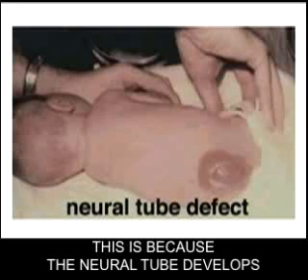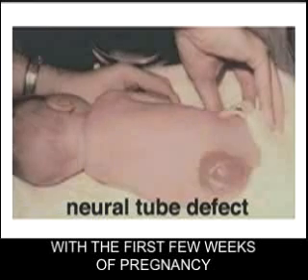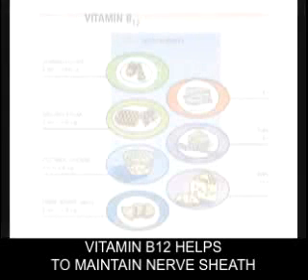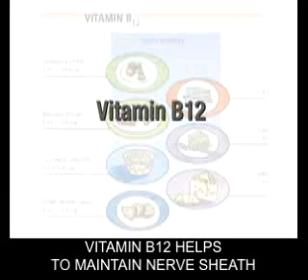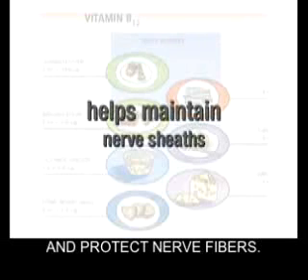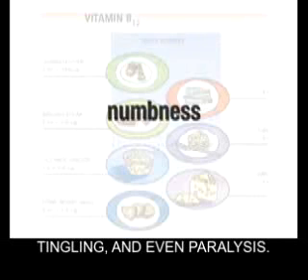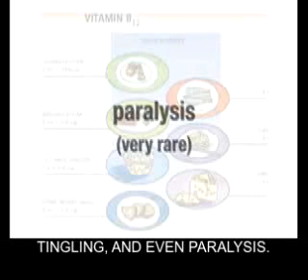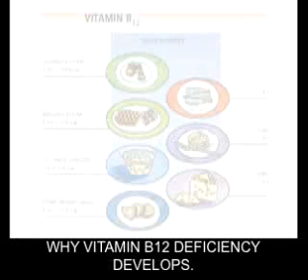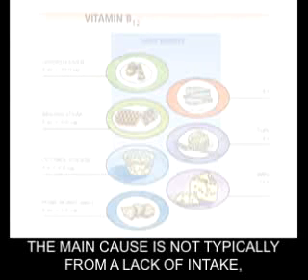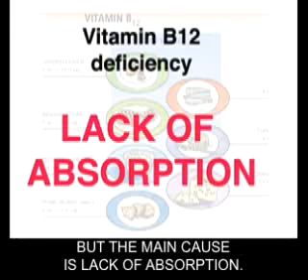This is because the neural tube develops within the first few weeks of pregnancy, when most women don't know they're pregnant. Vitamin B12 helps to maintain nerve sheath and protect nerve fibers. So, a lack of vitamin B12 can result in numbness, tingling, and even paralysis. Many students have difficulty understanding why vitamin B12 deficiency develops. The main cause is not typically from lack of intake, but the main cause is lack of absorption.